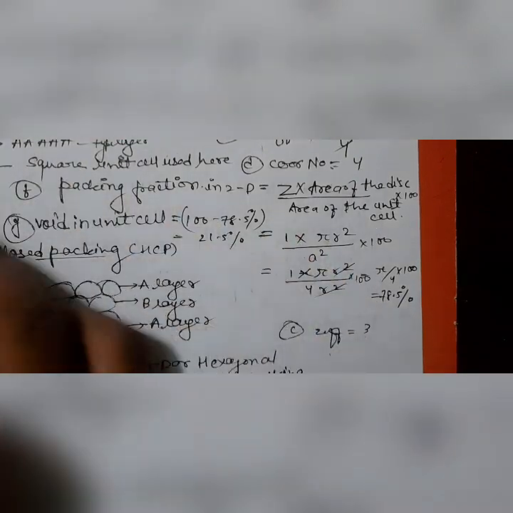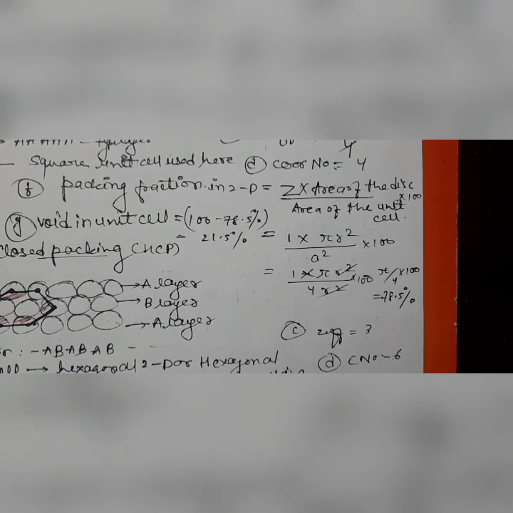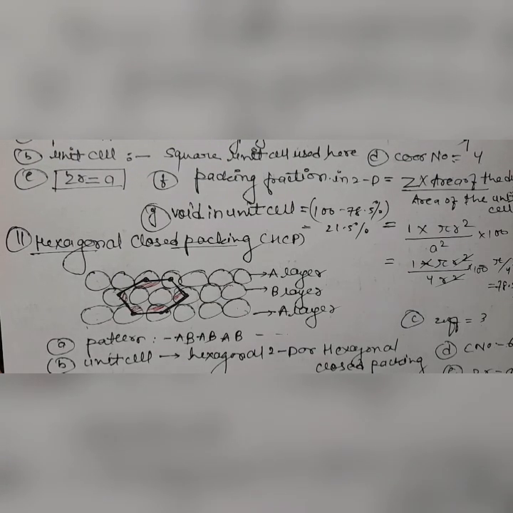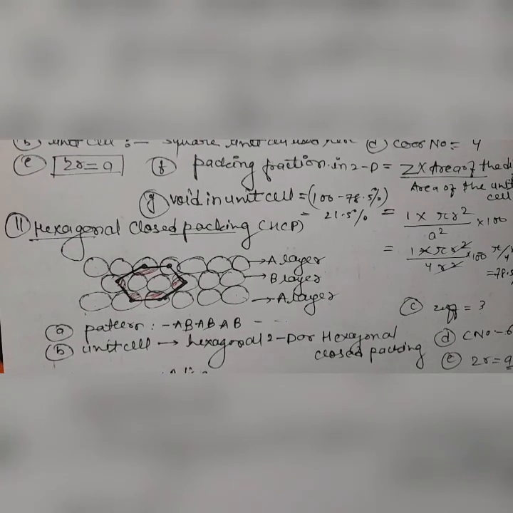You can calculate it by yourself, by knowing how I calculate it for the square plane, for the square closed packing. D is the coordination number, that is 6. E is the relation between A and R, that is 2R equals A. And the last thing is packing fraction, the percentage of packing fraction, that is Z into area of disk by area of unit cell into 100. Okay, so how can we calculate it?